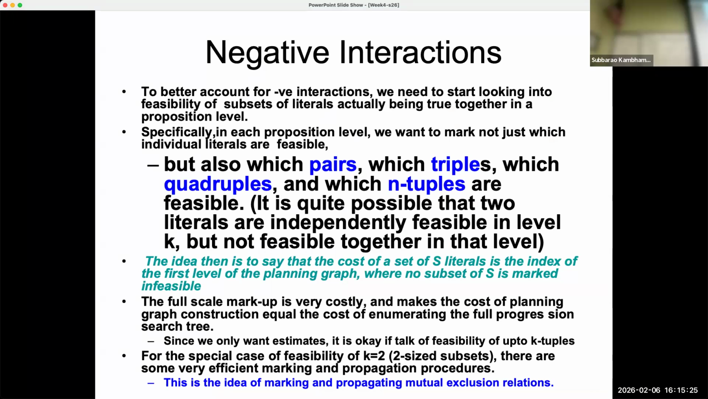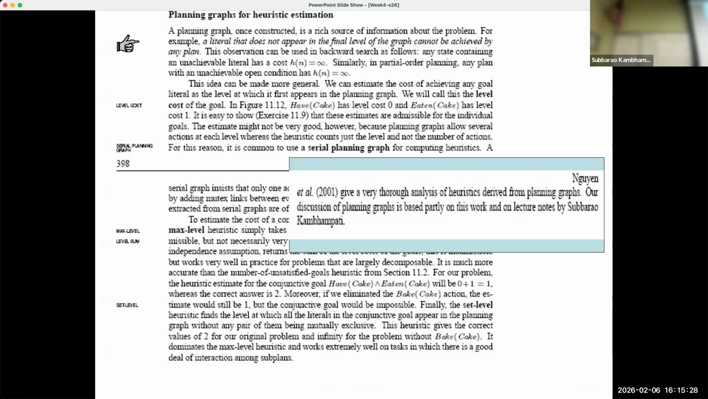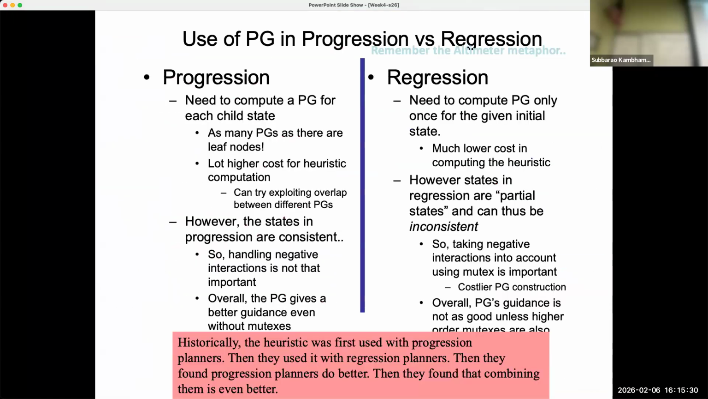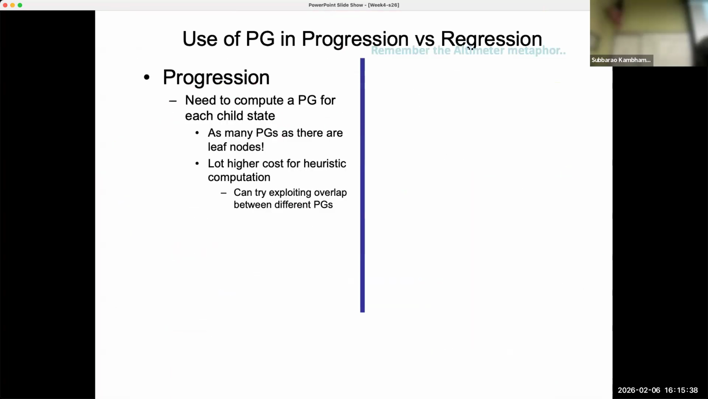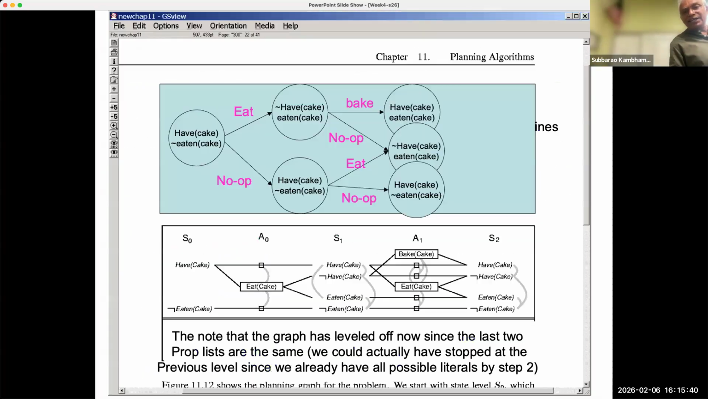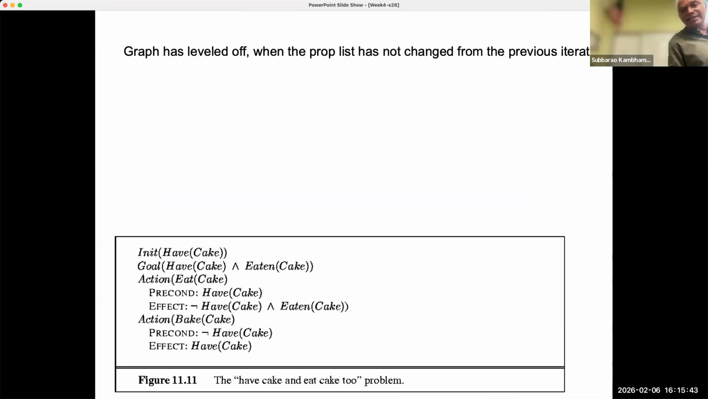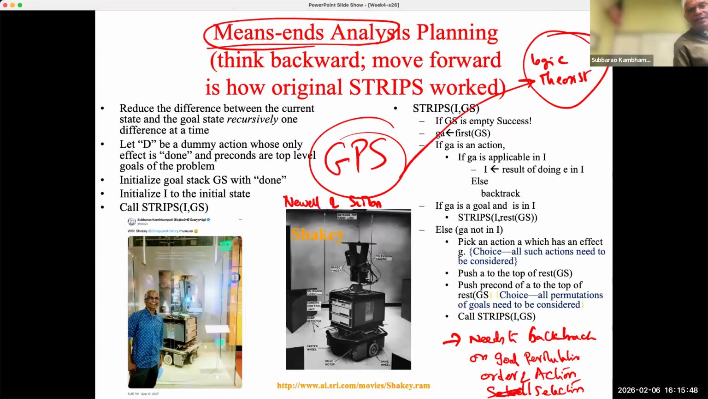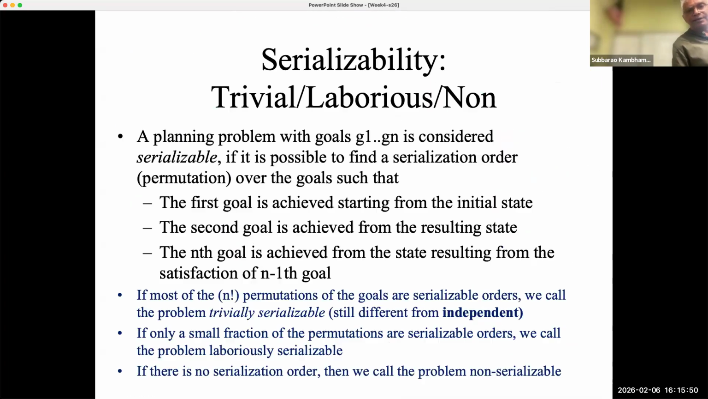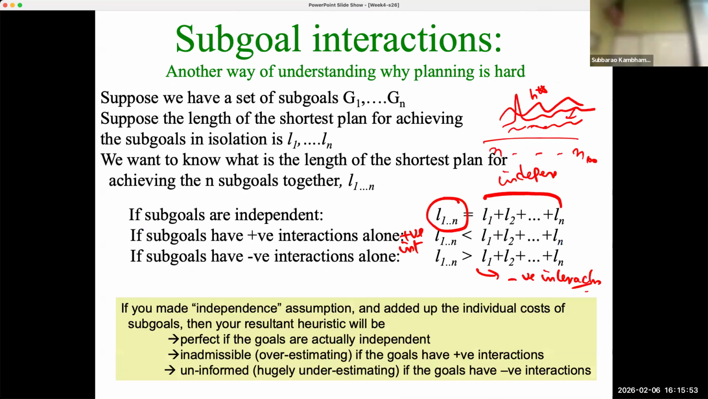And so essentially, when that happens, you have mutually exclusive goals, and you have to figure out during the planning whether the goals have negative interactions that make it such that L1 to Ln is actually only less than infinity. It's lower bounded by L1 plus Ln.